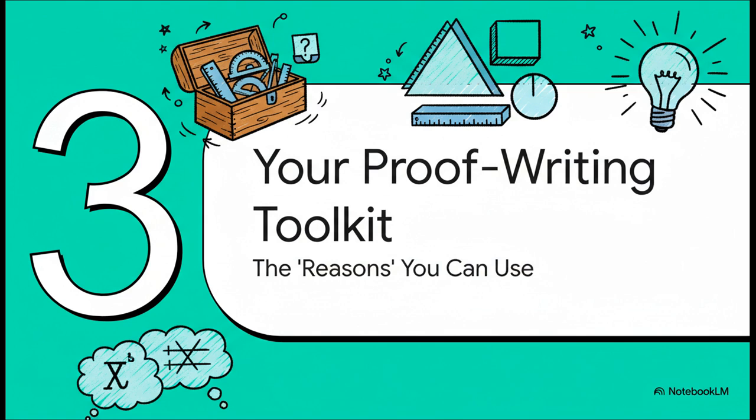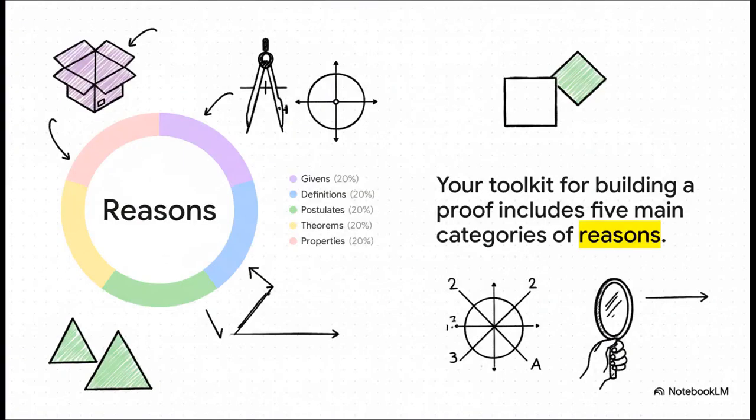Well, you actually have a whole toolkit full of them. Let's open it up and see what we've got to work with. Your toolkit of reasons basically falls into five big categories. You've got your givens, of course. You have definitions, like the definition of a midpoint. Then there are postulates, theorems, like the one for vertical angles, and properties, like the reflexive property. These are the only tools you're allowed to use to build your case.